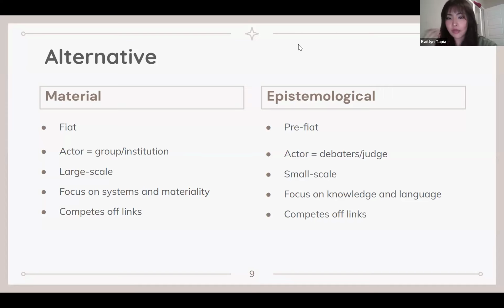And as you can see, the type of language I'm using has a very strong emphasis and focus on knowledge and language, right? Which are, again, important parts of debate. And I want to draw attention to the fact that epistemological alternatives tend to rely more on subjectivity formations, which I discussed earlier. Although it also competes off of links, again, you want to have a very strong internal link as to how your alternative will help to resolve the ideologies that you've outlined in the affirmative as causing your impacts.